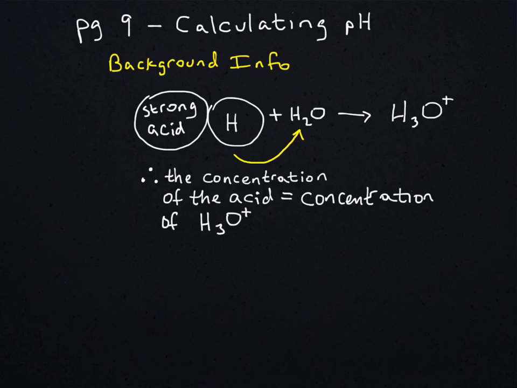This is not true of a weak acid or a weak base. Weak acids and weak bases do not dissociate all of the hydrogen, so we cannot do this process. We cannot calculate the pH of a weak acid unless we do a couple extra steps. But we're going to start here with talking about strong acids and strong bases. All right. To do that, we're going to talk about logarithms first.